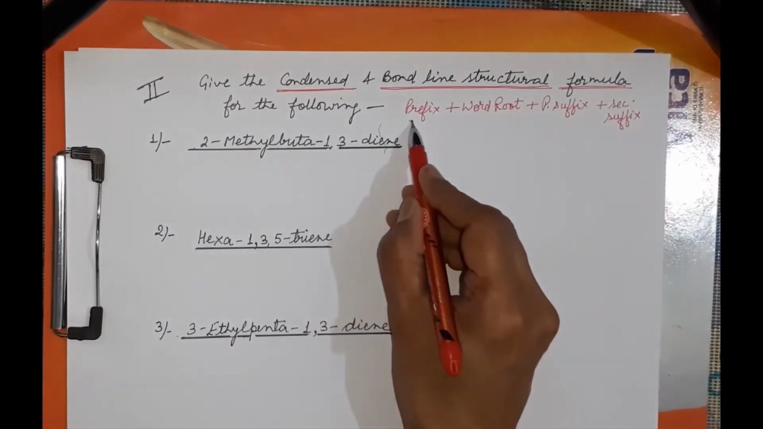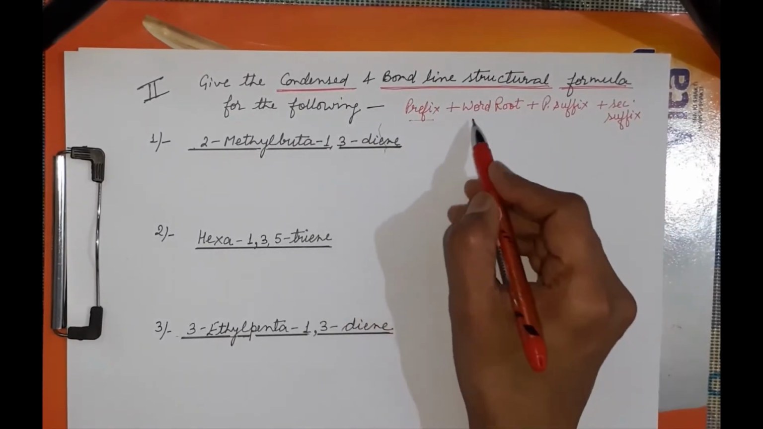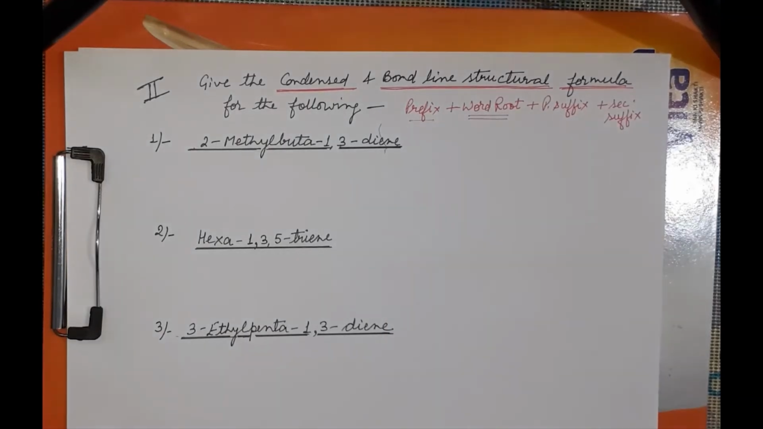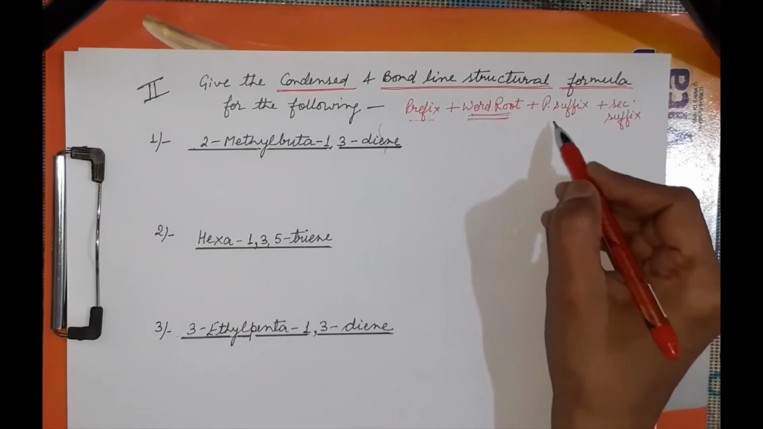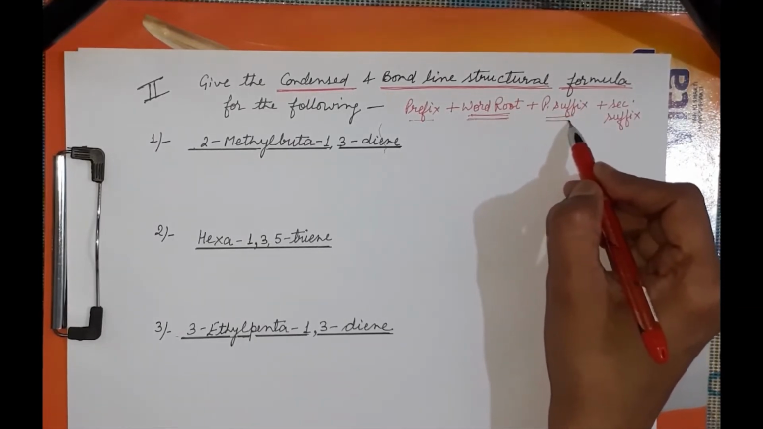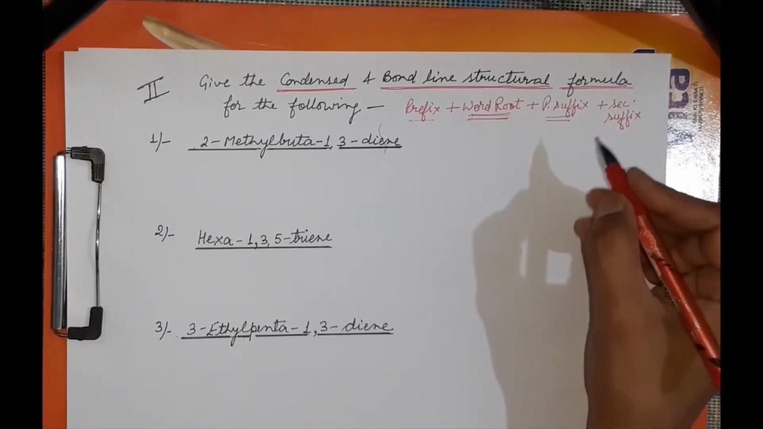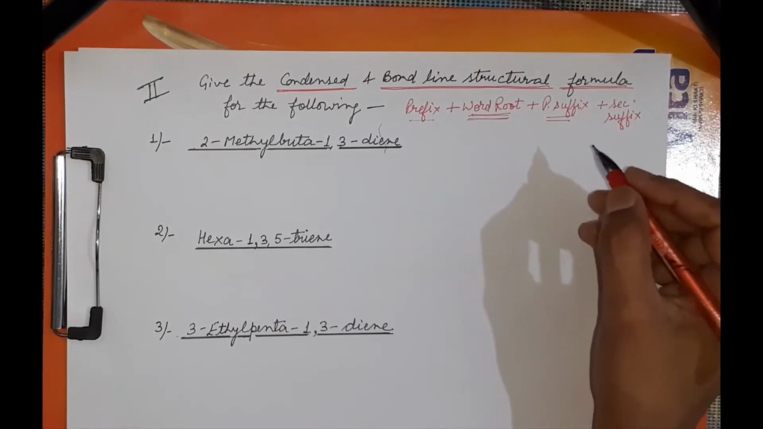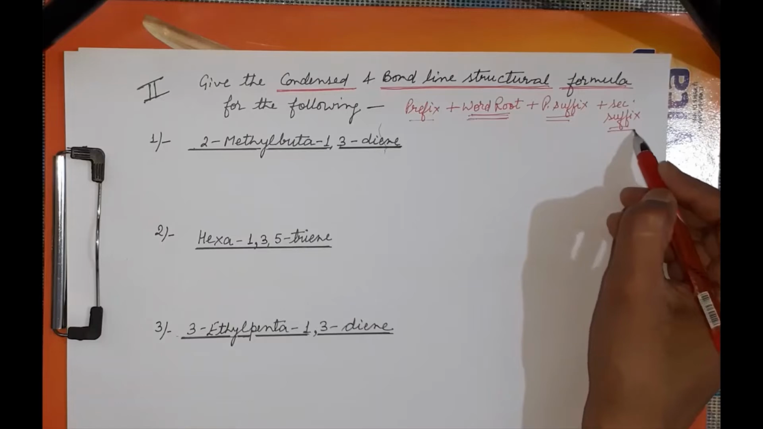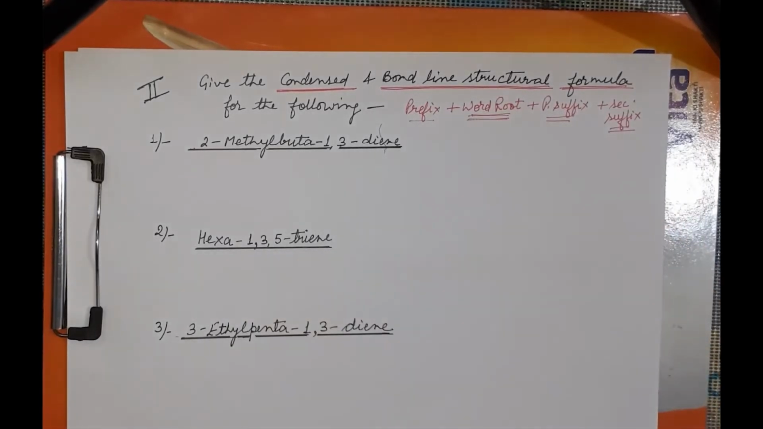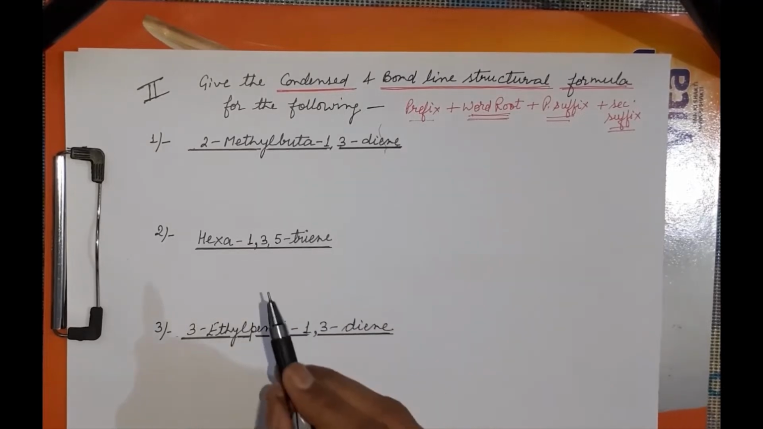So we know prefix is the substituent, word root is the parent chain. How many carbon atoms are there in the parent chain? Primary suffix tells us about the compound, whether it is saturated or unsaturated, and secondary suffix tells us about the functional group in the compound. So let us see this first example.